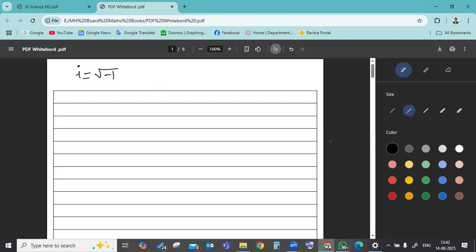Next, what is a complex number? The standard form a plus ib, which is denoted by z. Okay, give me an example of a complex number. 3 plus 7i.